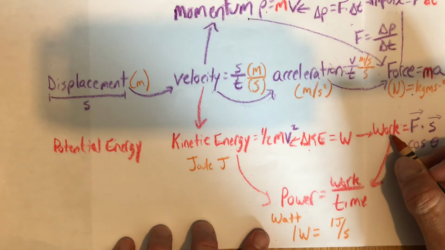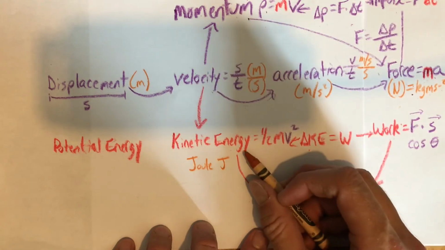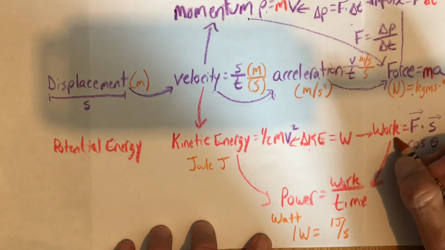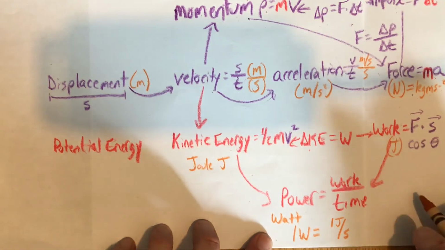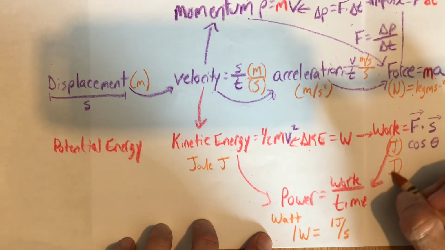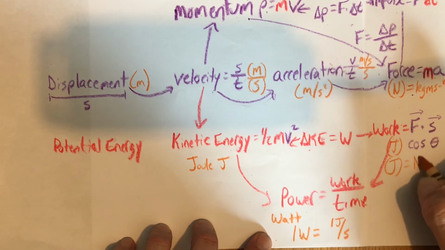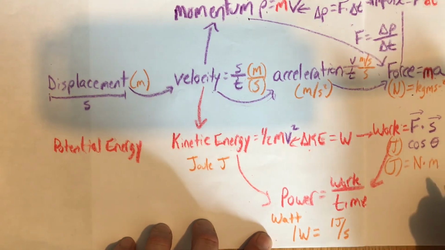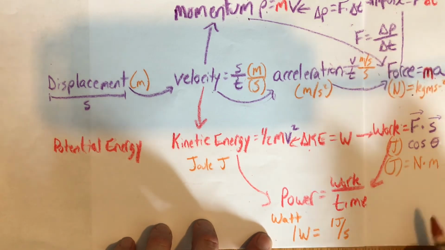I already mentioned that the units of work are the same as the units of energy, joules. And so another thing that we could realize is that a joule of energy or work is equal to a newton of force times a meter of displacement. So 1 newton meter is equal to a joule.